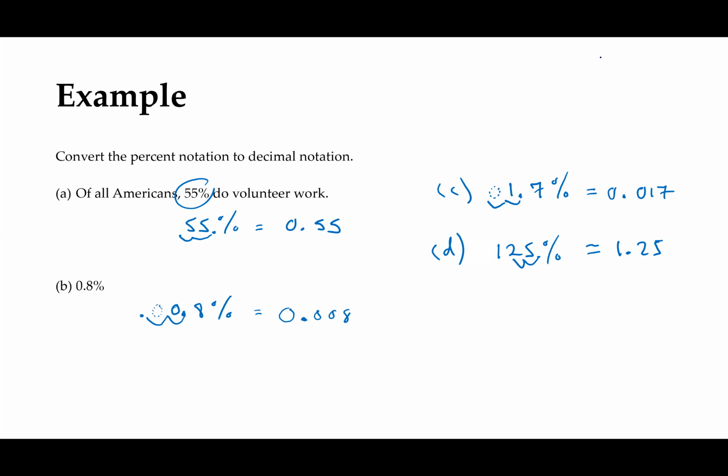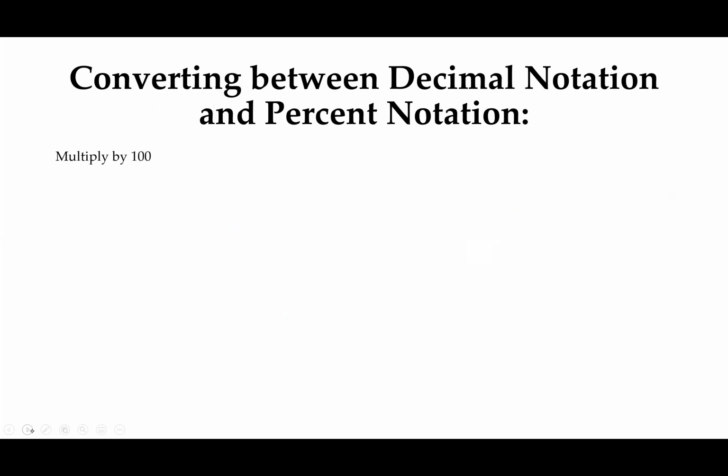Onward. What about the other way? What if we have decimal notation and we want to convert to percent notation? Well, to go from percent to decimal, we divide by 100. So if we go the other way, we multiply by 100, right? If I had that 0.05 and I want to turn it into a percent, then I'm going to multiply by 100.